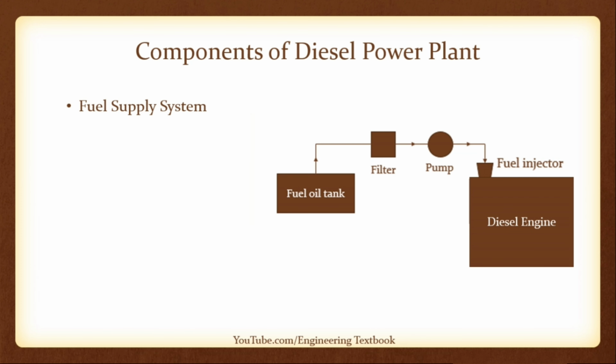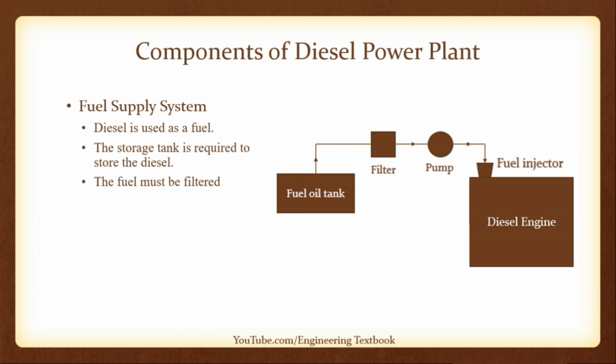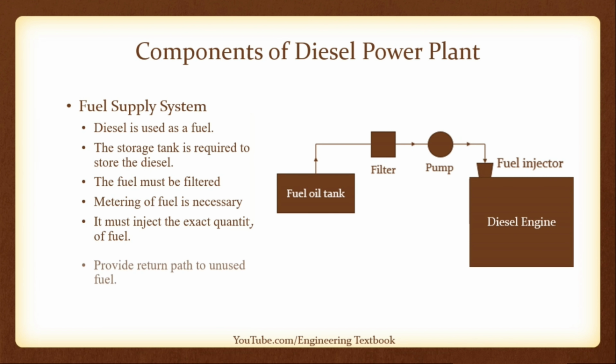Fuel supply system. In a diesel power plant, as the name suggests, diesel is used as a fuel. Depending upon the capacity of the engine and supply hours, a storage tank is required to store the diesel. Before supplying the fuel to the engine, fuel must be filtered so that it does not contain any impurities. Metering of fuel is necessary. According to the load in each cylinder, it must inject the exact quantity of fuel and provide a return path for unused fuel.